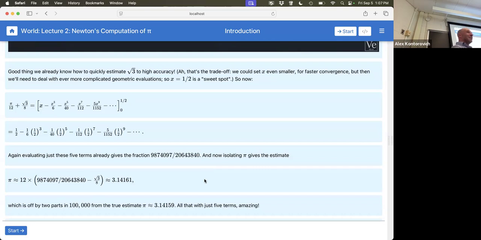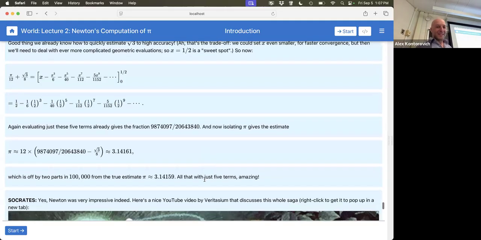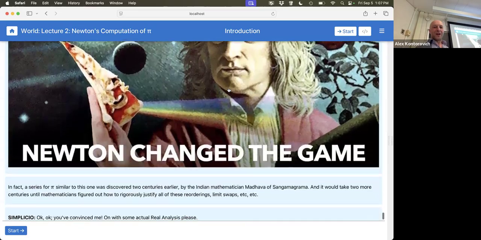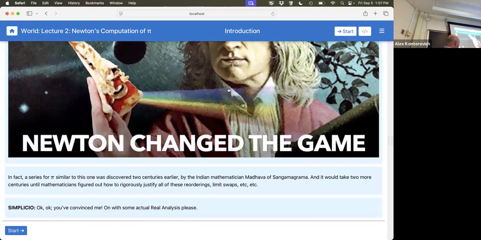Okay, if you're in 1666 and you want to compute pi and you want to do it accurately, you are not drawing a 360-gon and measuring the length and working out this. Come on, this is so much cleaner. Okay, you appreciate the ideas that have gone into this work of Newton? Yes, Newton was very impressive indeed. Okay, I left here a Veritasium video that you guys can watch about this story.